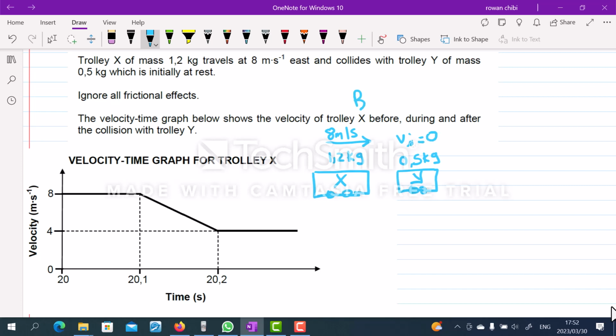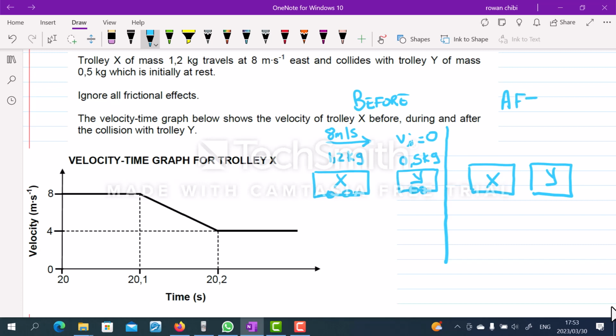Now this is happening before, and then there will be a collision, and then this is trolley X after collision, this is trolley Y after collision. So this is after collision. We don't know the velocity after. In fact, we can know it for trolley X because this is the time graph for trolley X.